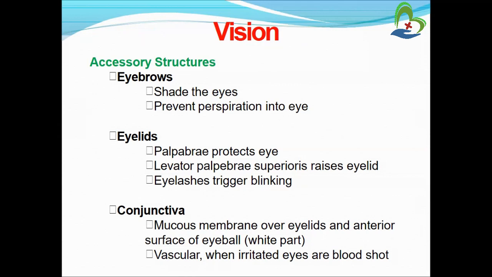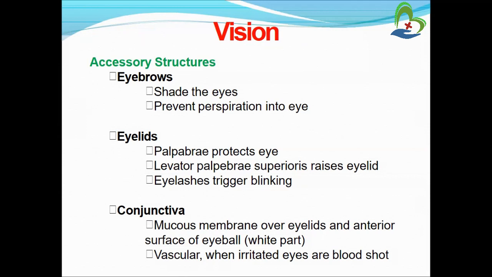Accessory structures: eyebrows. What is the function of the eyebrows? They shade the eyes and prevent perspiration from getting into the eyes. So the perspiration can't go directly into our eyes, so eyebrows protect our eyes and help shade the eyes.